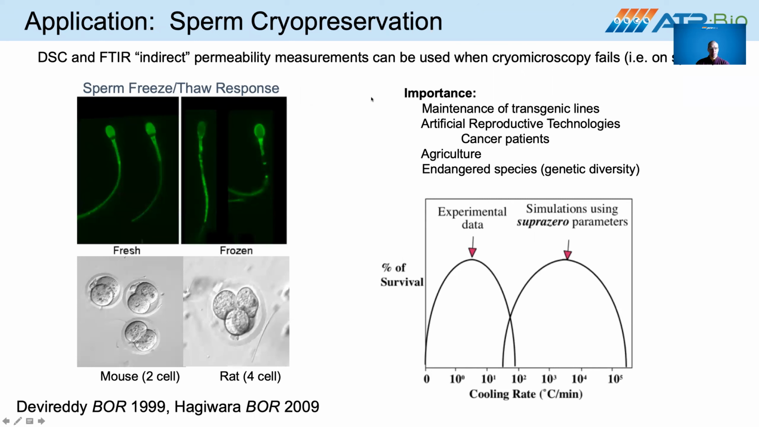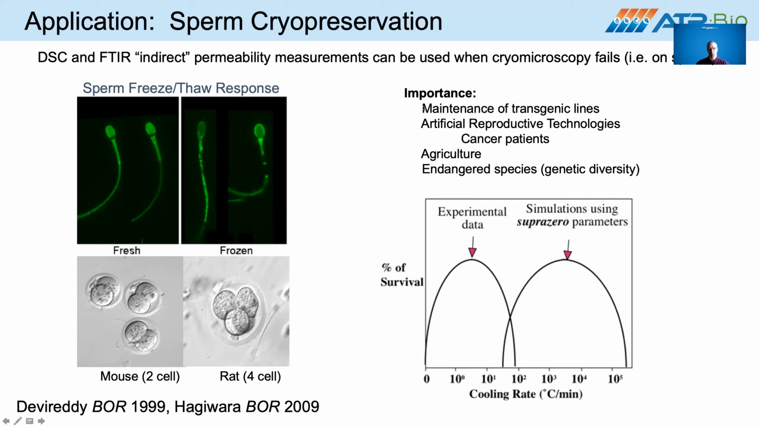You can use this in sperm cryopreservation, and the reason for that is that these sperm are really, really small, so it's very hard to look at this with cryomicroscopy. These are only like 1 to 2 microns across, and you really can't see the shrinkage of a sperm during cryopreservation in the presence of ice. So using either differential scanning calorimetry or Fourier transform infrared spectrometry, you can get this indirect information about water transport and permeability.